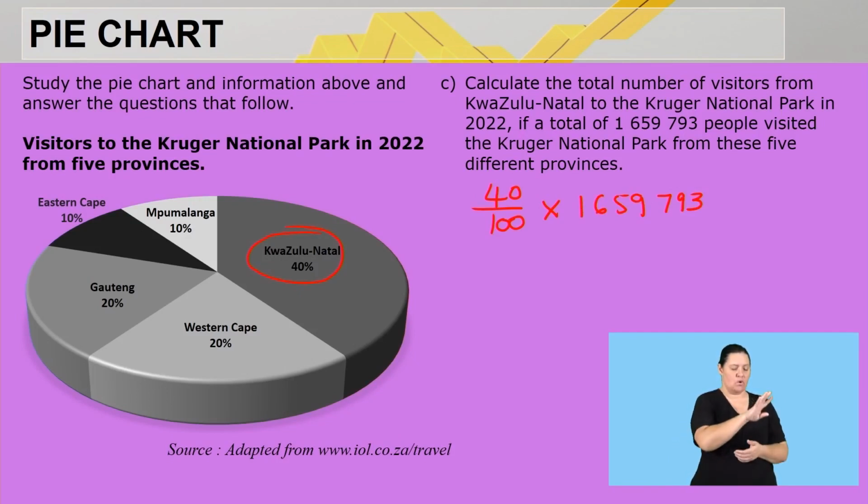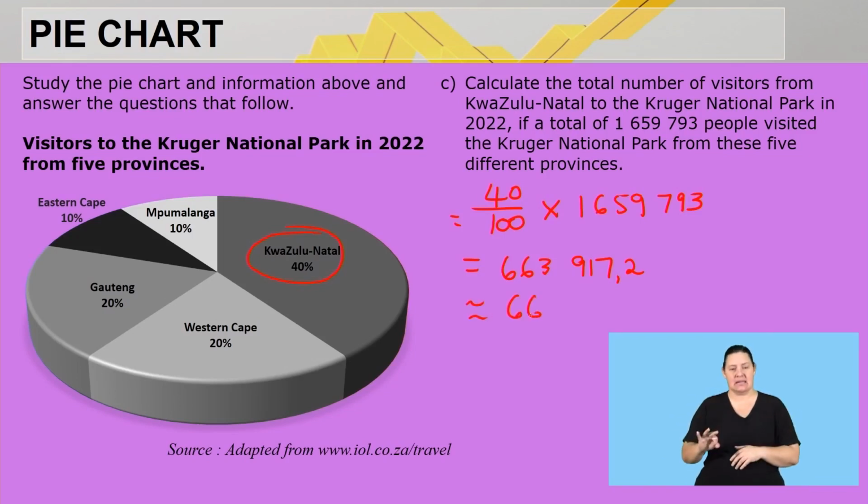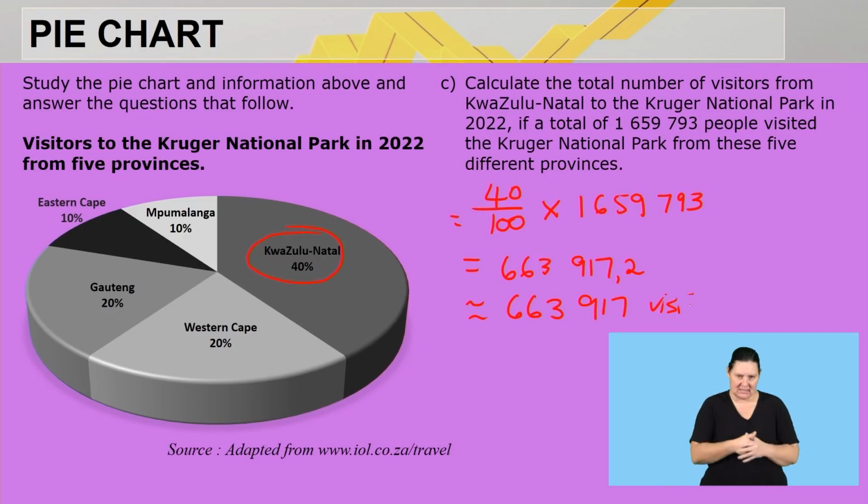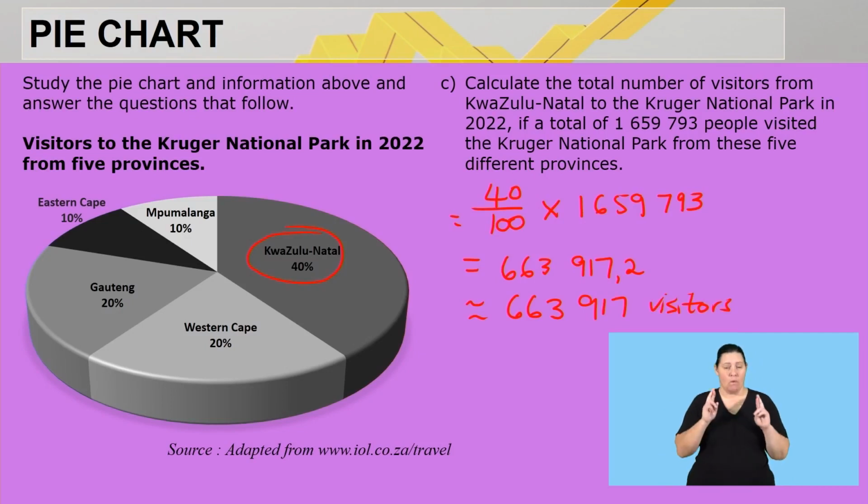So I'm going to say 40 divided by 100, multiplied by 1,659,793. If I simplify this, that will give me an answer of 663,917.2. We know we don't have such a thing as 0.2 of a person. So therefore, I'll say this is 663,917. And remember it says the total number of visitors, so I'll write there 663,917 visitors. Guys, I hope that's clear.